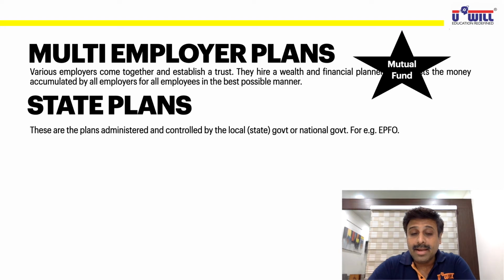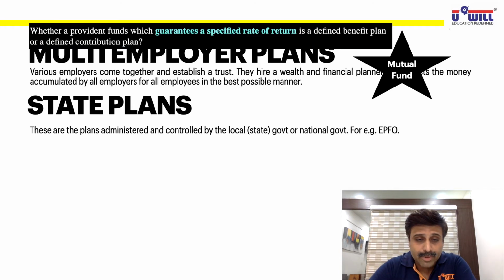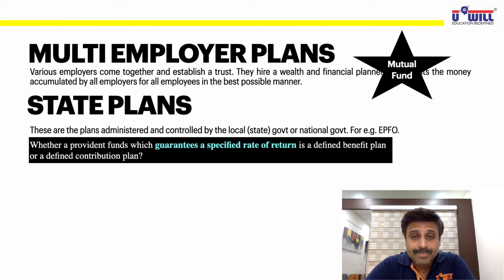Okay. Now, there is one question over here which can be asked in MCQs. Listen to that carefully. Whether a provident fund which, underline this, guarantees a specified rate of return. You all have to write this. So underline that. Guarantees a specified rate of return is a defined benefit plan or a defined contribution plan. Just now in the previous slide we discussed multi-employer plans, state plans and insurance plans are all defined contribution plans.